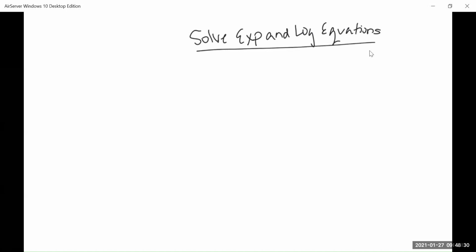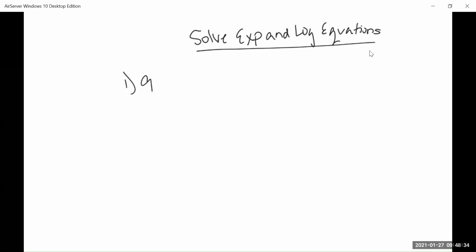Okay, I'm going to show you how to solve exponential and log equations. And this could be by rewriting the base. It could be by changing to exponential or log. Let's look at the first example.